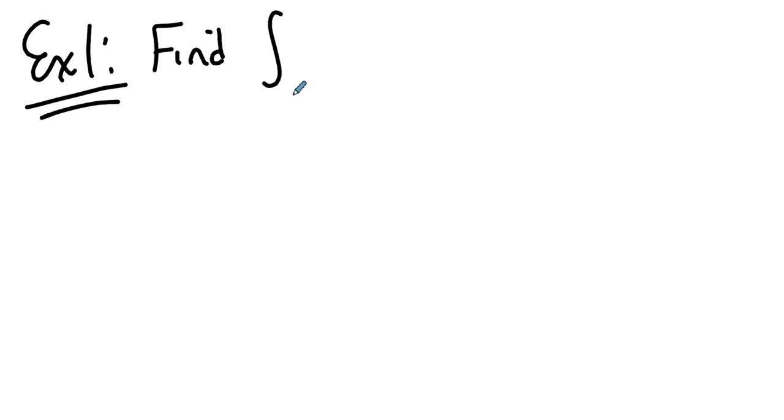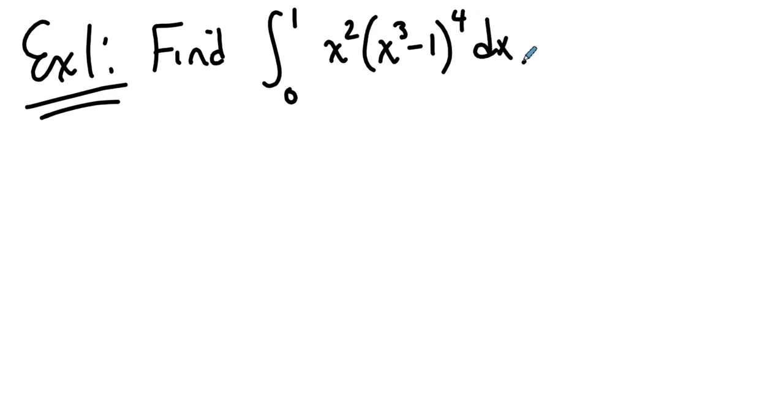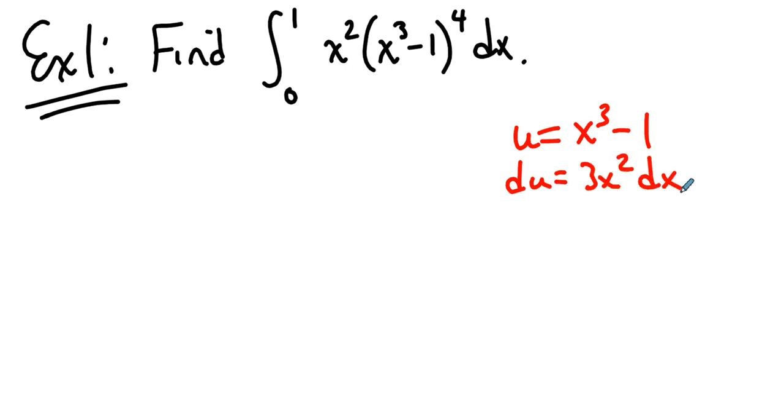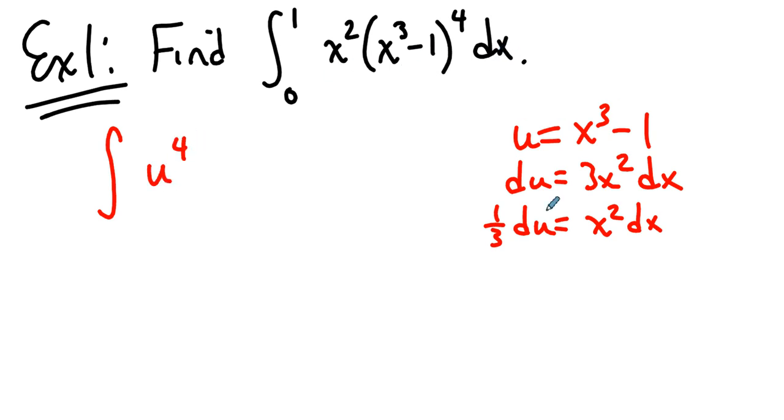Let's find the integral from 0 to 1 of x squared times (x cubed minus 1) to the 4th dx. Now, I know what you're thinking. You're thinking this is a U substitution, because that thing right there has its derivative right here, sort of. And I agree with you. We know what u is, and we know what du is. We don't have 3x squared dx, we have x squared dx, so that's 1/3 of du. So this is the integral of u to the 4th, with x cubed minus 1 as u, and x squared dx as 1/3 du.